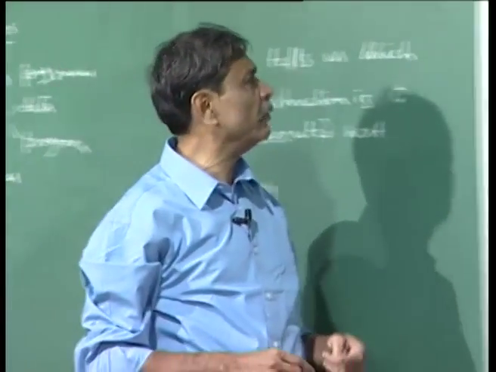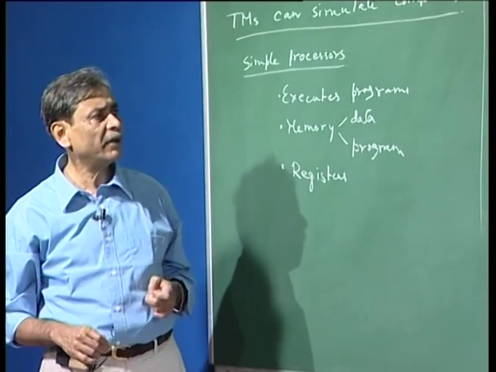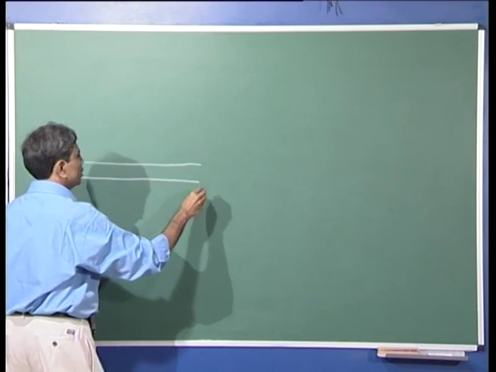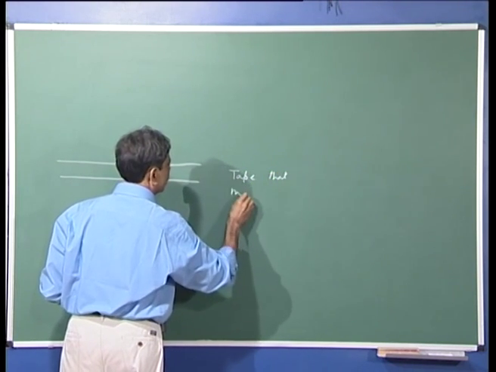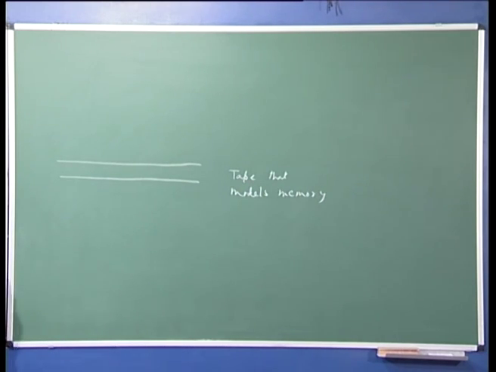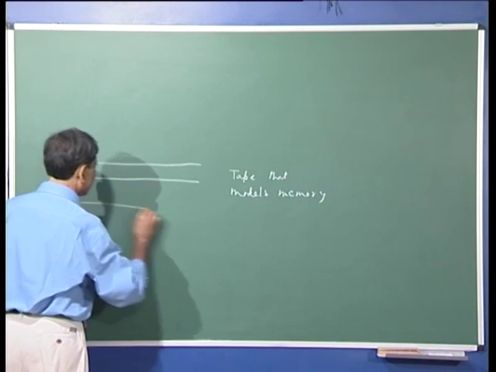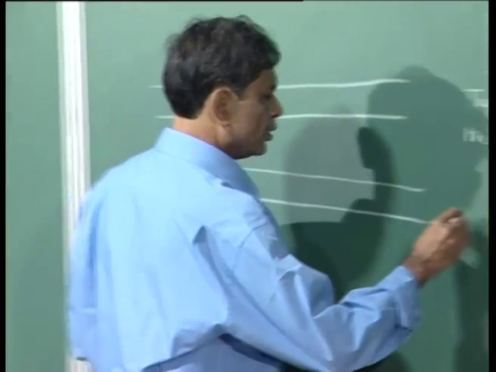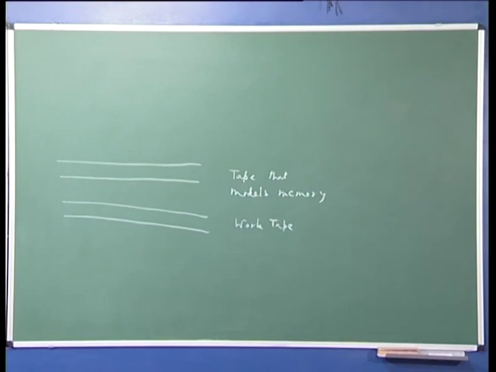So, one way of doing all this by a Turing machine is that we can imagine our Turing machine has several tapes, and one tape contains or models the memory. We may also have another tape to do work, etcetera. We can say a work tape. Just consider how an instruction like this could be executed.